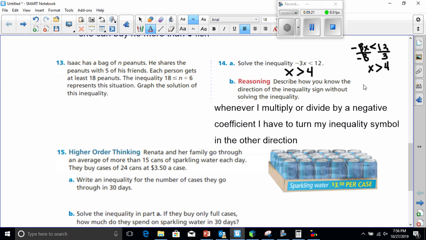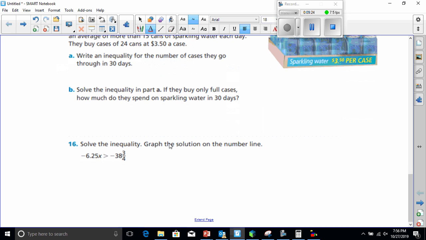All right. Let's go to number 16. Solve the inequality, then graph the solution on a number line. If I solve this inequality, the first thing I have to realize is I'm going to be dealing with a decimal and a fraction. So I'm going to have to change one or the other. So maybe I'll do them both ways for you here. This right here can be turned into 6 and 1/4, so I could say negative 6 and 1/4 x is less than negative 38 and 3/4.